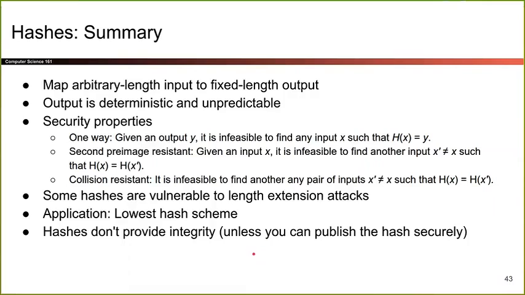Now, hashes don't provide integrity unless you can publish the hash securely. So we talked about this. If you're Firefox and you can publish the hash on your website, you might be good. If you are Alice and Bob and you're communicating over the channel and Mallory can tamper with your hash, that is no good because hashes don't have keys. So those are hashes. That was the first half.